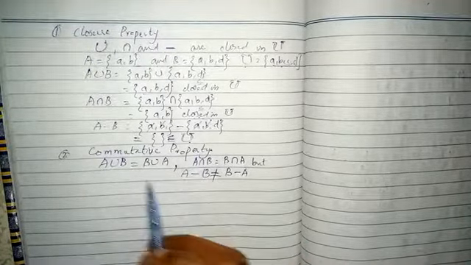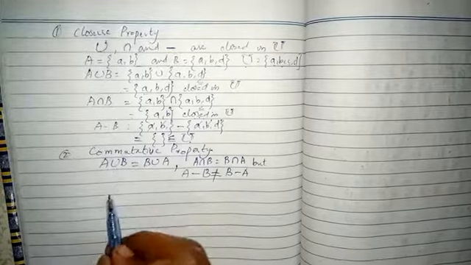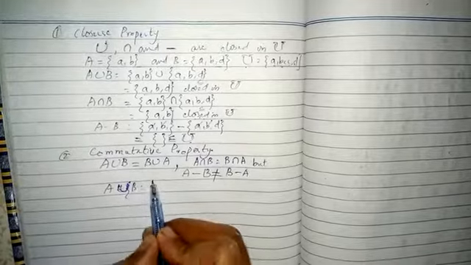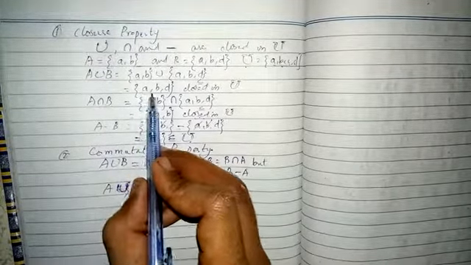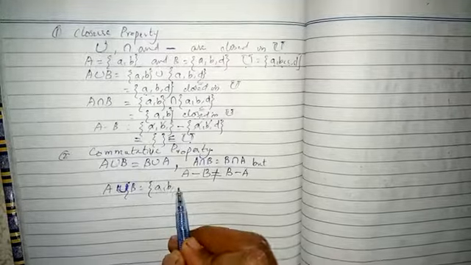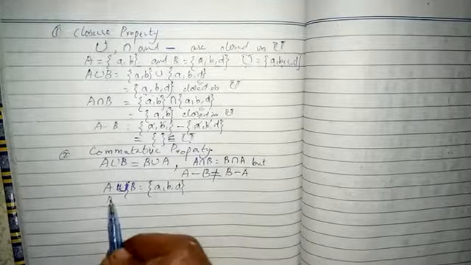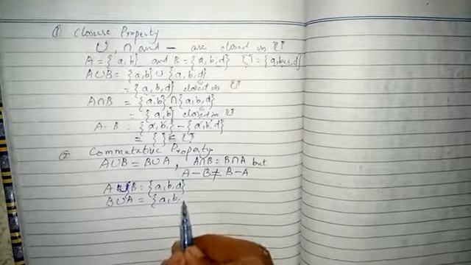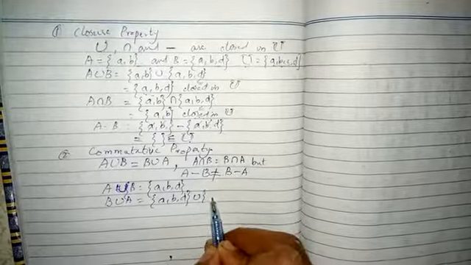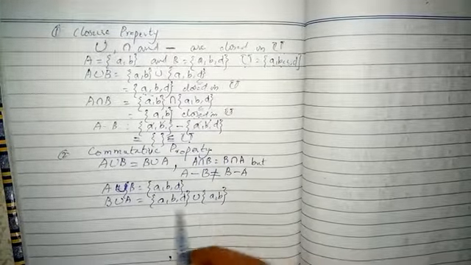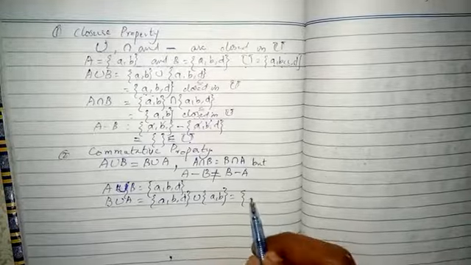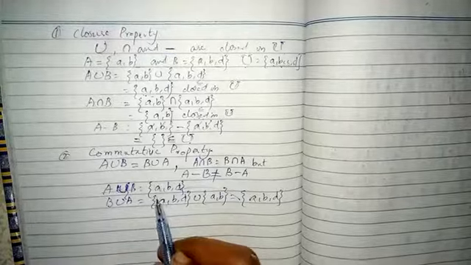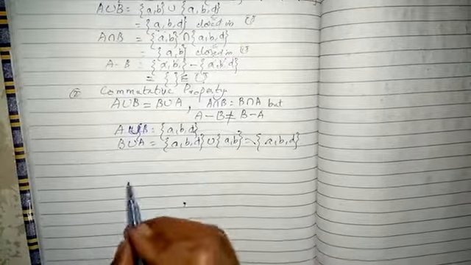Let us consider these same sets. A union B, which we have already found, is equal to A, B and D. Let us find B union A. Set B is A, B, D, union set A, which is A, B. So B union A is equal to A, B, D, which is equal to A union B.